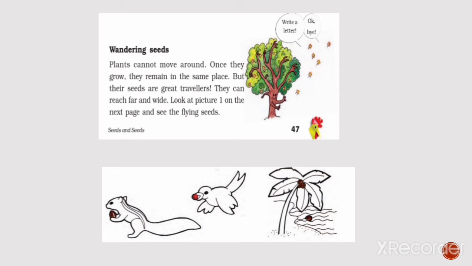Some seeds have thin hair and are very light in weight. These seeds float on air and travel to other places. Some seeds stick to the fur of animals and thus are transported to other places. In the next picture, you can see a seed floating on water. So, some seeds float on water and thus travel to far off places.